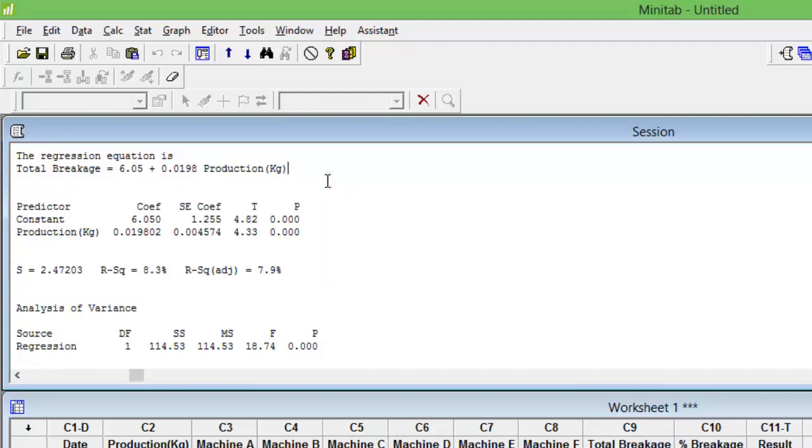I hope this simple video helps you understand the basics of correlation and regression.